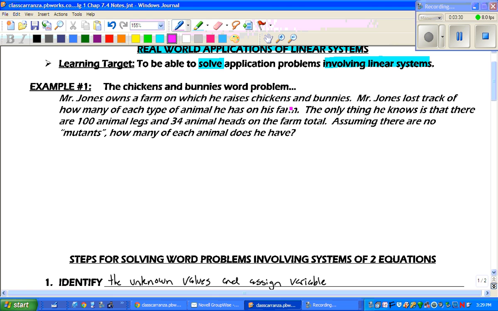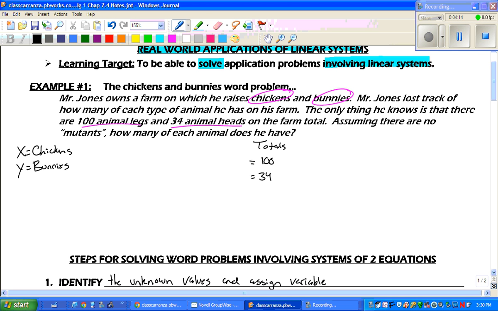So how many of each animal type does he have on his farm? Okay, we know that there are chickens and bunnies. So X is going to equal the chickens, and Y is going to equal the bunnies. Okay, so we have 100 legs and 34 heads. So the next step is to set up, and we have to have our totals over here, and we've got 100, and our other one is 34.